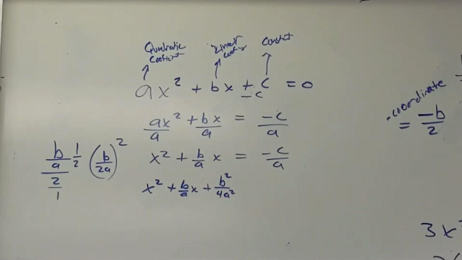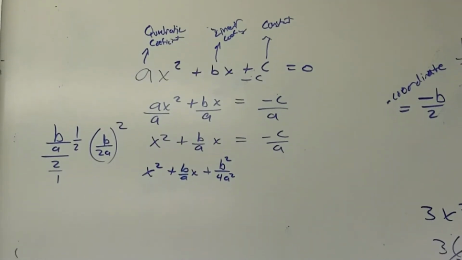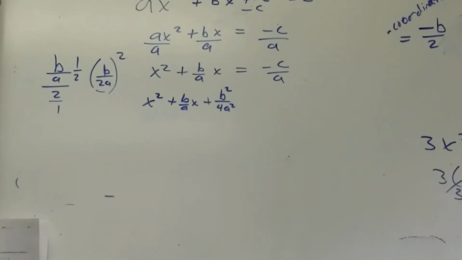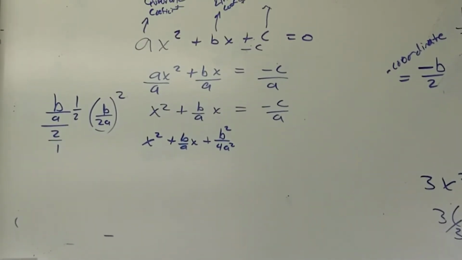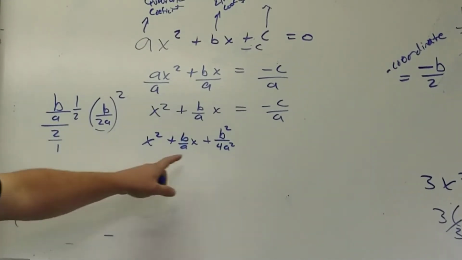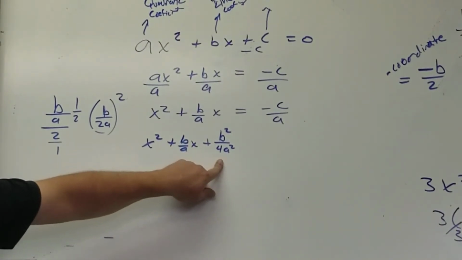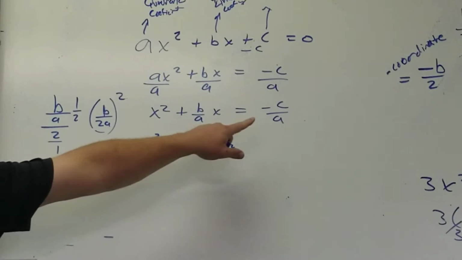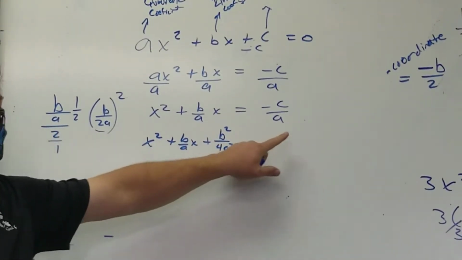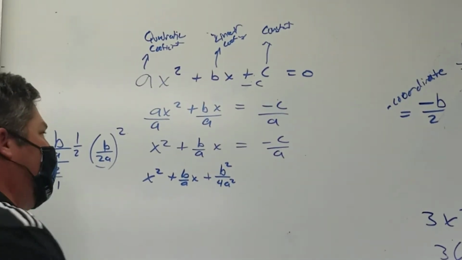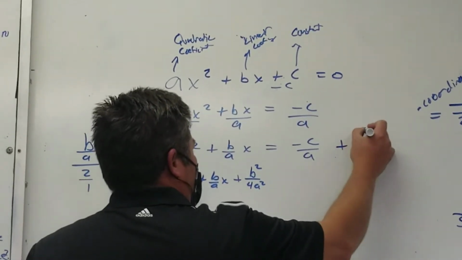How come I have a 4 there now? I thought it was a 2. 2 squared, right. 2 squared is 4. So I did square that out. Okay. Hey, if I add b squared over 4a squared here, what do I have to do on the other side? If I add it to this side, what do I have to do to this side? Keep it equal. Add it to this side. So I'm going to add it. What's the problem with this?